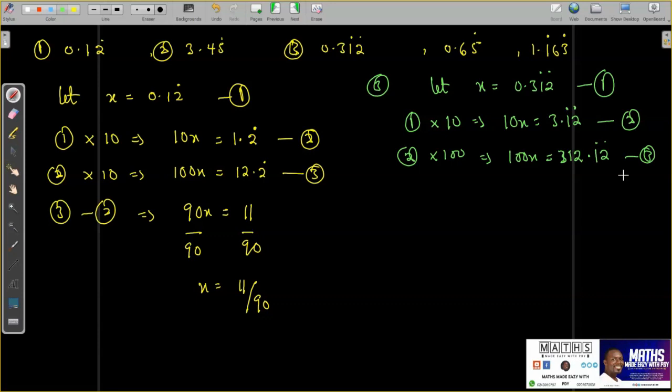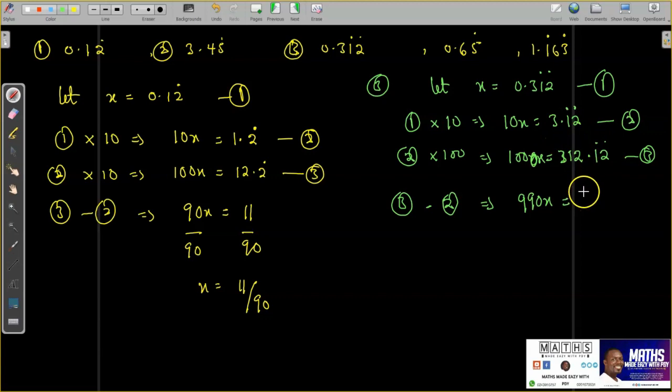At this point, you realize that between equation 3 and equation 2, they have something in common we want to get rid of, and that is the 0.12 recurring. So we simply need to subtract. Equation 3 minus equation 2. And that will be giving us, did I write 100? It's supposed to be 1000x. Yes. So 1000x minus 10x will give us 990x equal to 312.12 recurring minus 3.12 recurring.